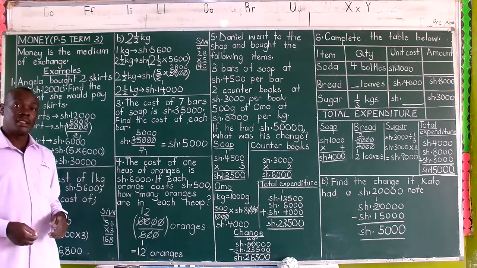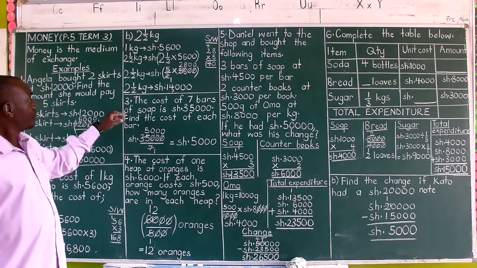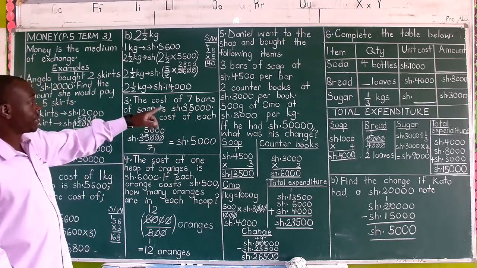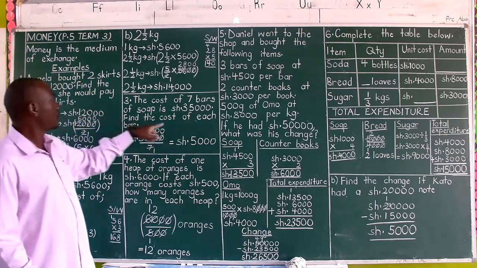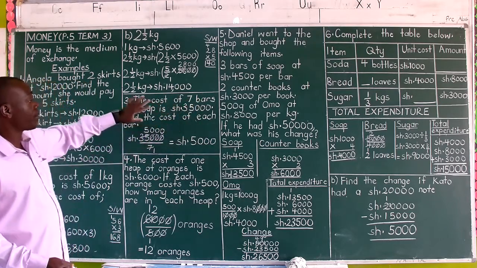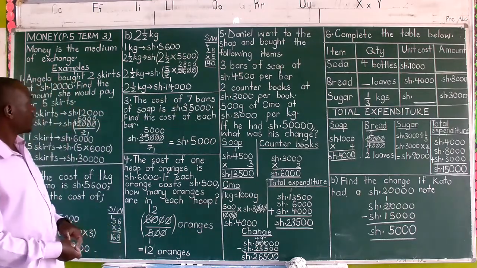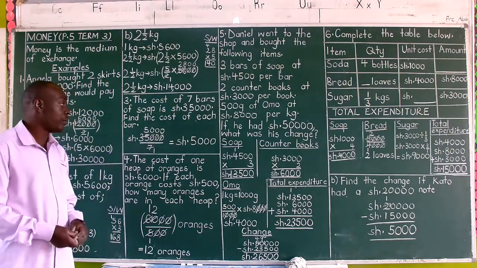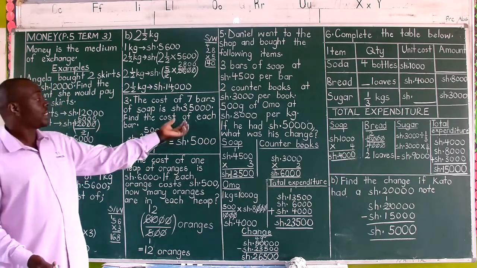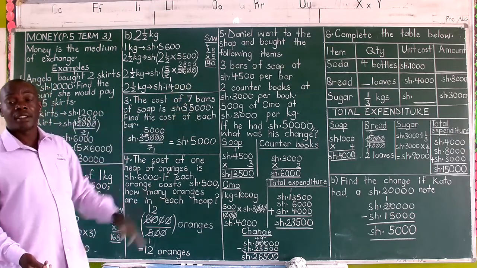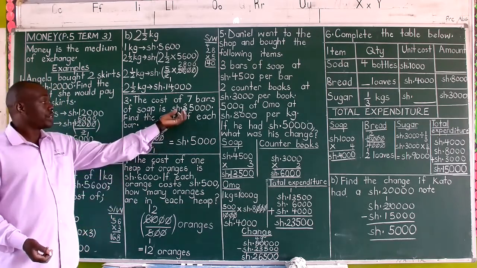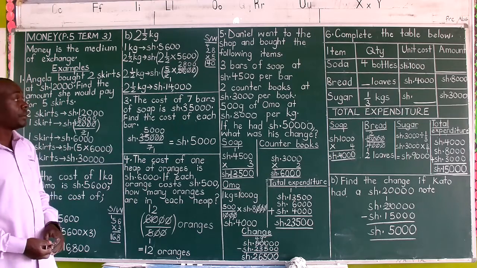As we look at the fourth example, then we shall look at number 3. The cost of 7 bars of soap is 35,000 shillings. Find the cost of each bar of soap. So all the 7 bars of soap cost 35,000 shillings. So one is required to find the cost of only 1 bar. So to get the unit cost, you get the total cost divided by the quantity.